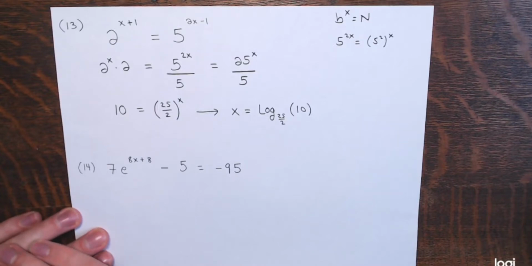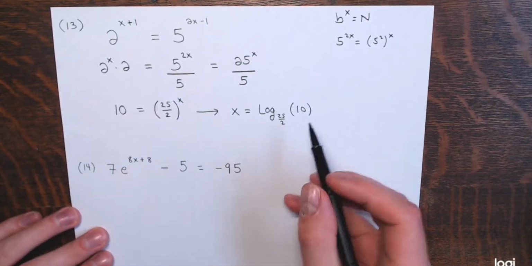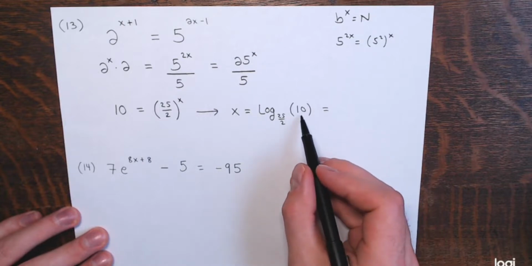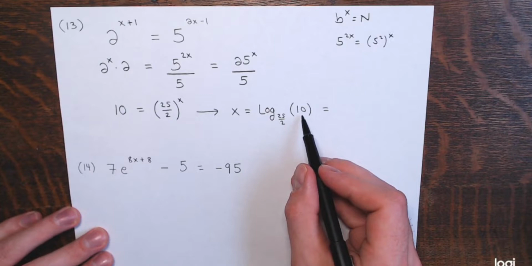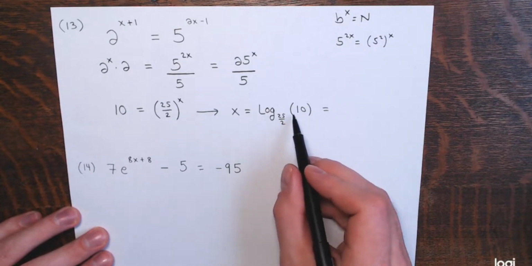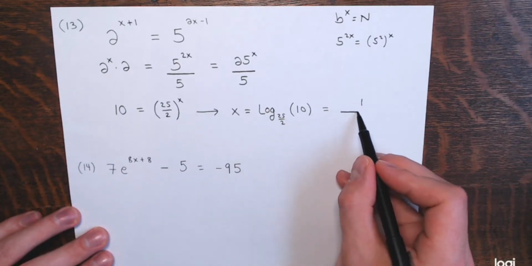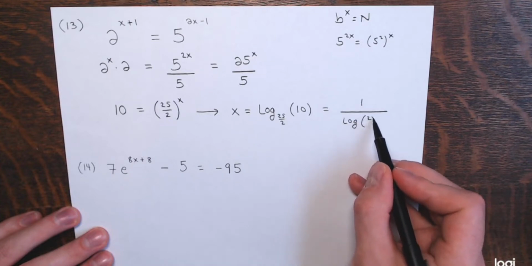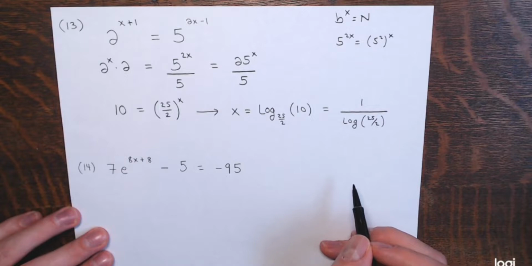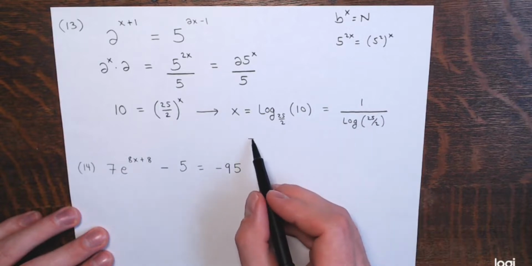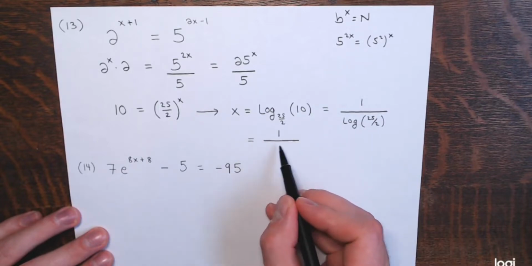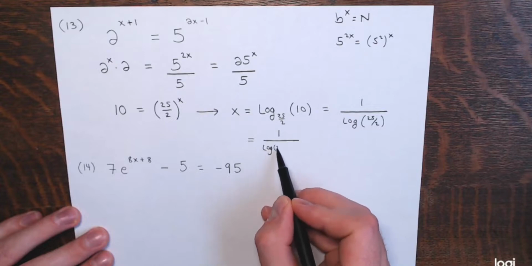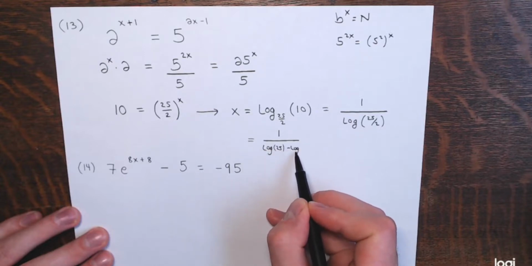Alright, and then we can use the change of base formula. Since the input's 10, I'm going to change this to log base 10. So log base 10 of 10 would be 1 in the numerator. And then you have the log base 10 of 25 halves in the denominator, which I could write as a difference if I want. So I have 1 in the numerator, and then the log of 25 minus the log of 2 in the denominator.